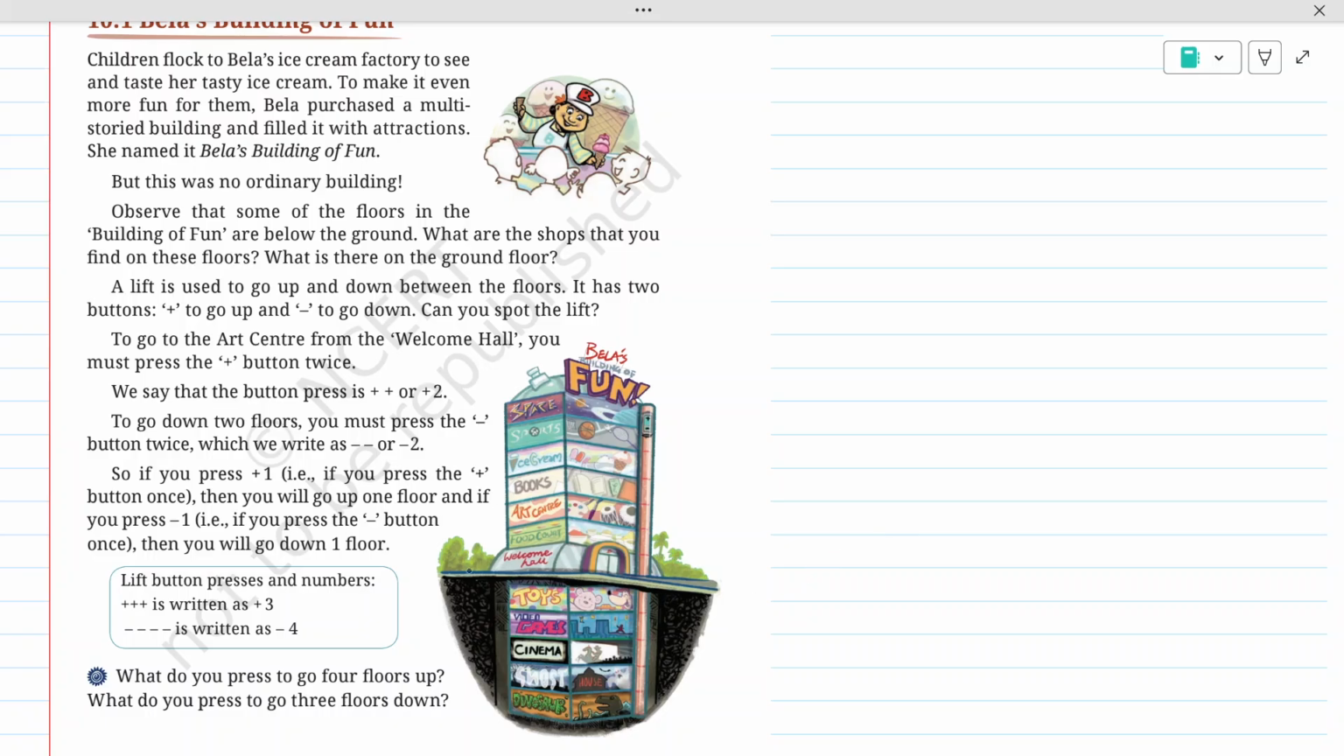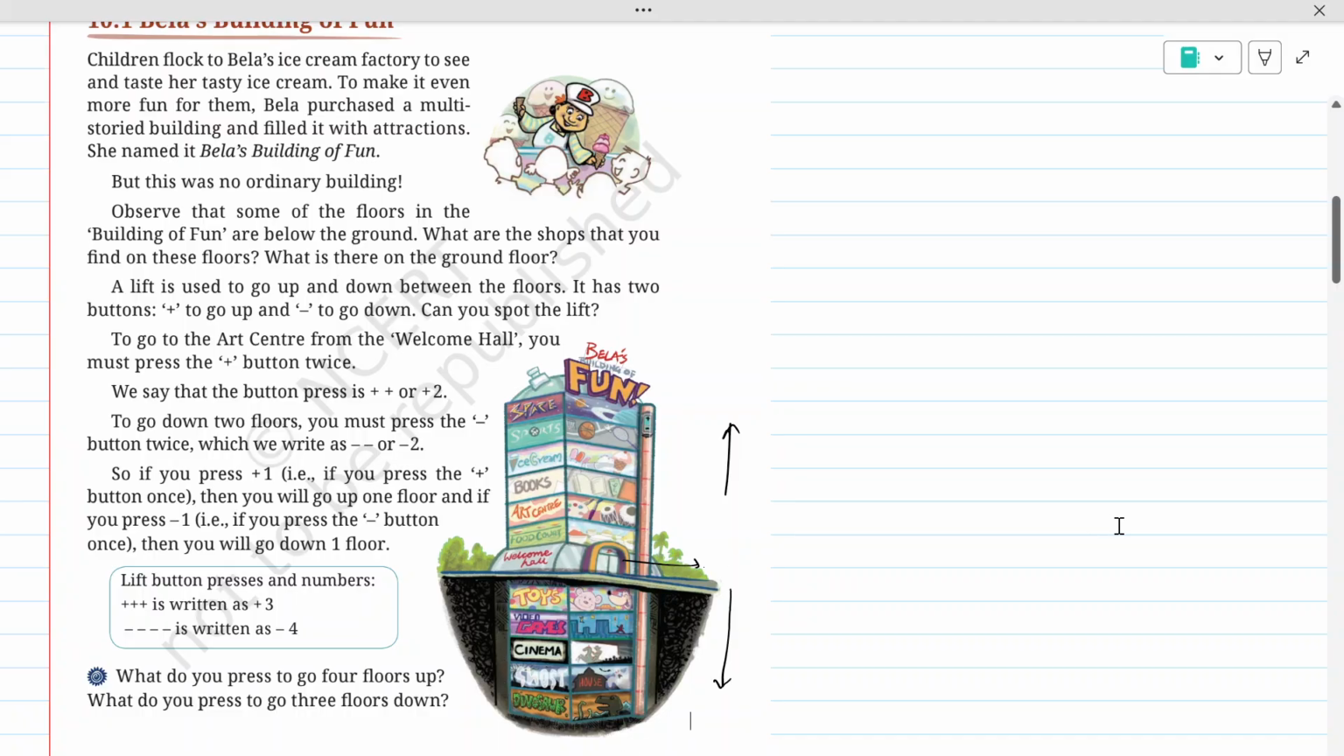Okay, so this is our ground floor, and these up are the floors above the ground floor, and these are the floors below the ground floor here. So observe that some of the floors in the building of fun are below the ground floor. What are the shops that you find on these floors?